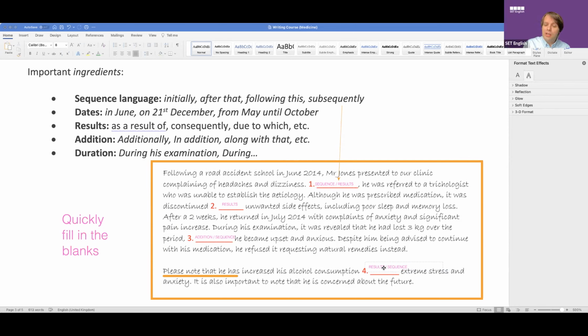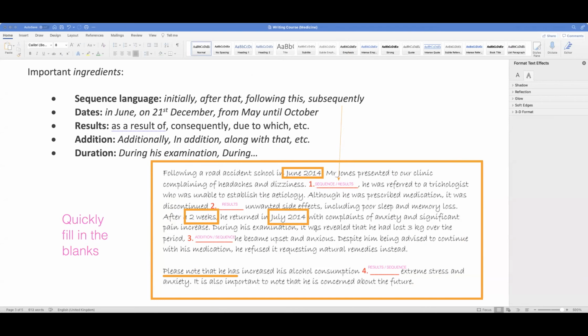So this is just an introduction to the kind of paragraphs that I want you guys to be writing. We have results language here, we have addition, we have sequence. But can you see the other techniques as well in this paragraph? Where are the dates? Where's the time? There's dates here. He returned in July 2014. And after 2 weeks. So we've got dates, results, and sequence language.